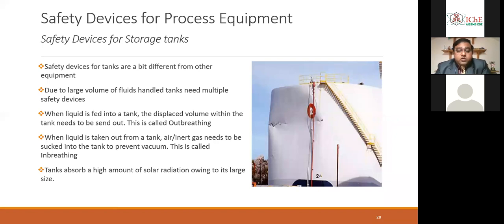Tanks also absorb a very high amount of solar radiation owing to their large size. Just as we said for pipes, that there is thermal expansion, for tanks also the thermal impact becomes massive. So it becomes an almost compulsory criterion to design the tank safety devices for outbreathing, inbreathing, and thermal radiation.